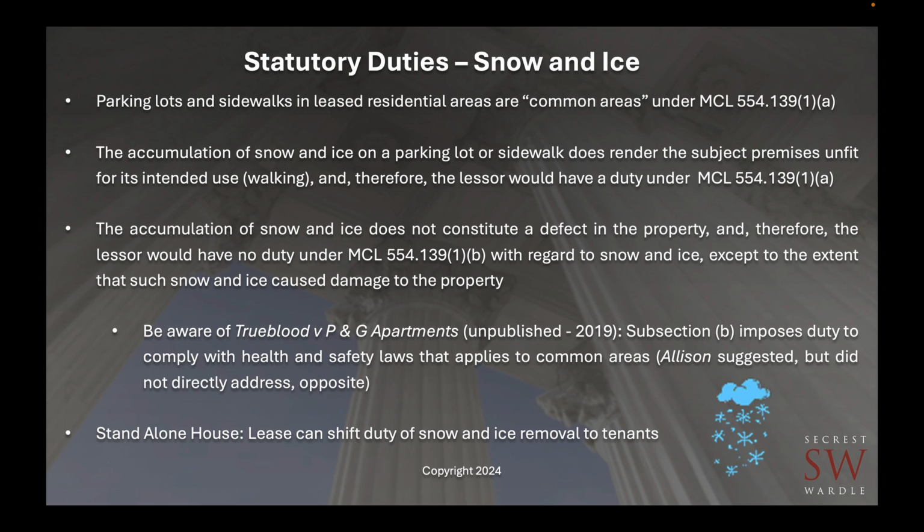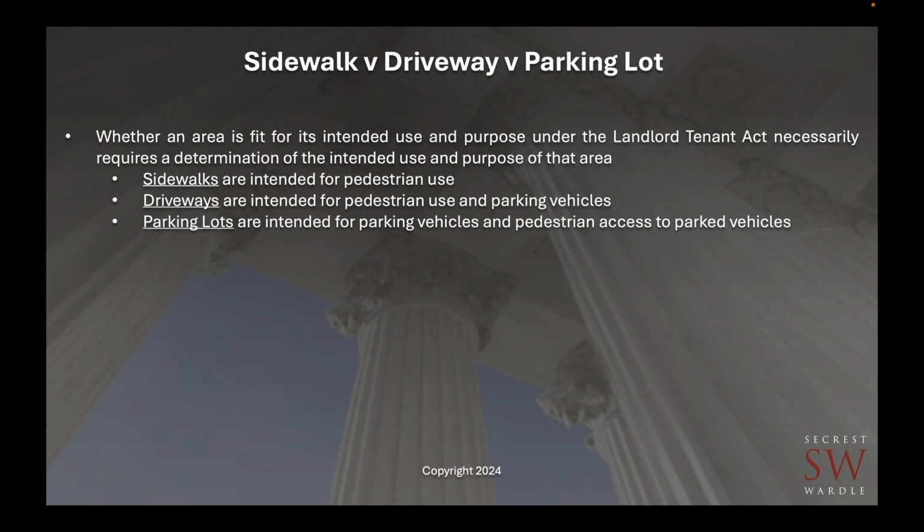Also, keep in mind that as a landlord, you can shift the duty of snow and ice removal to tenants in a standalone home if the lease agreement states as much. Let's consider further the difference between various places someone might be traversing in a slip and fall case.